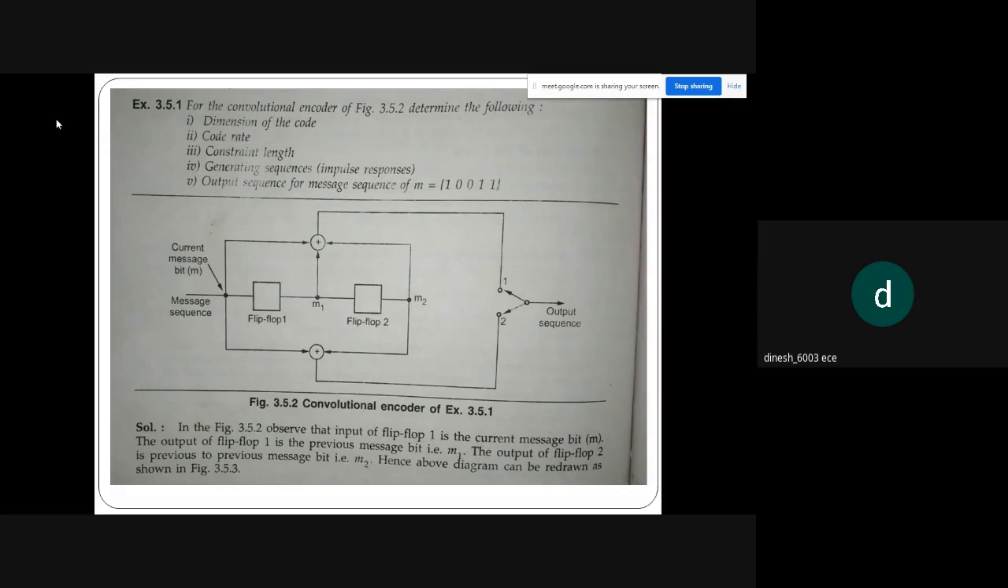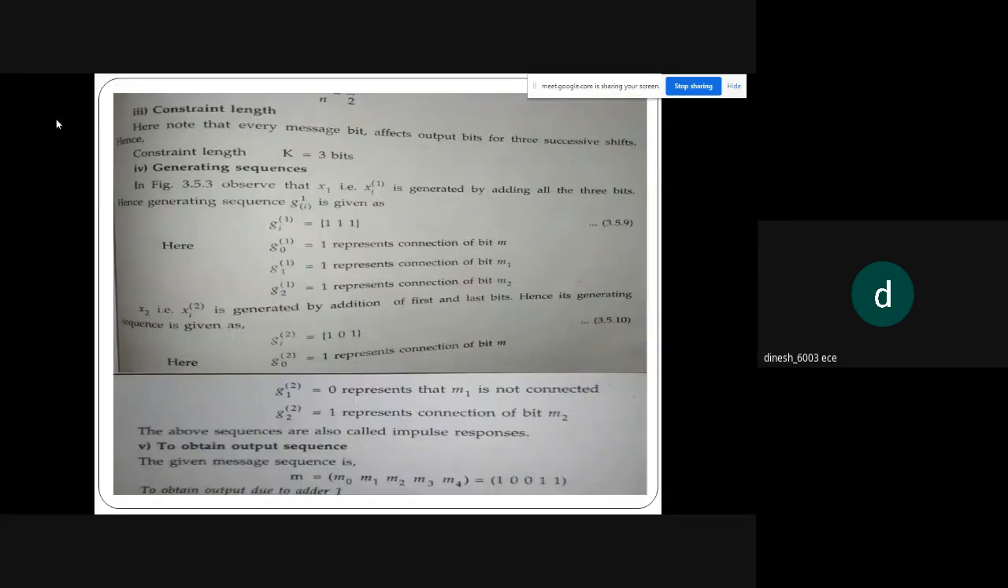And easily you can find the constraint length also. There will be 3 shifts in this problem. So every message bit affects outputs of 3 successive shifts. Hence the constraint length capital K is 3. So we have found the first 3 questions that have been given.